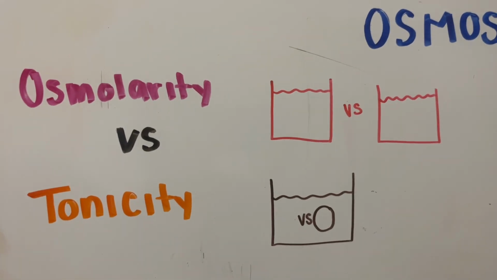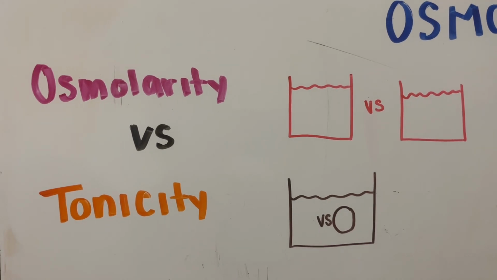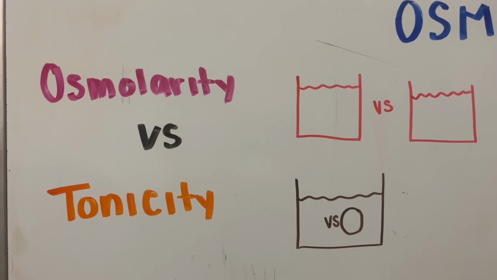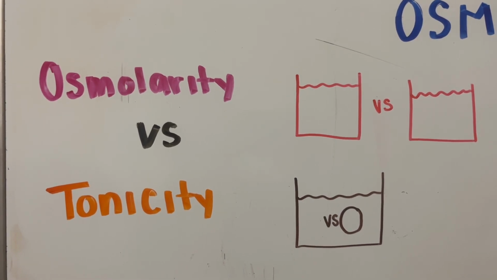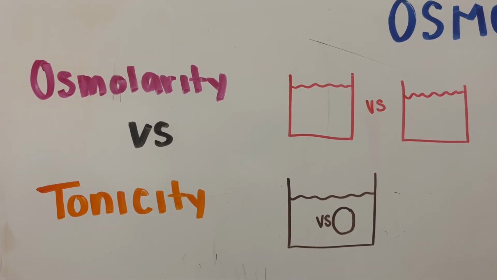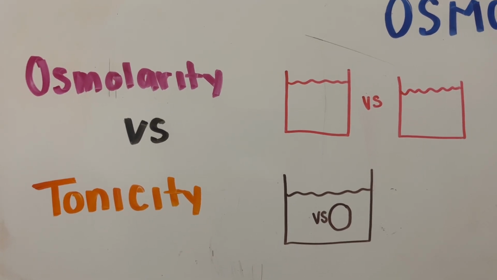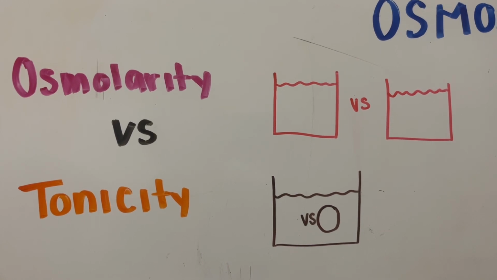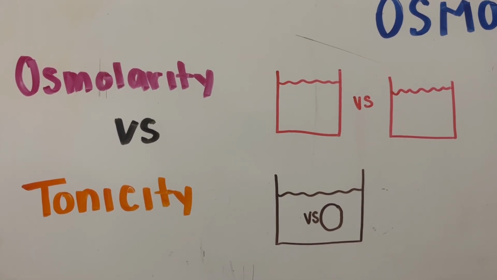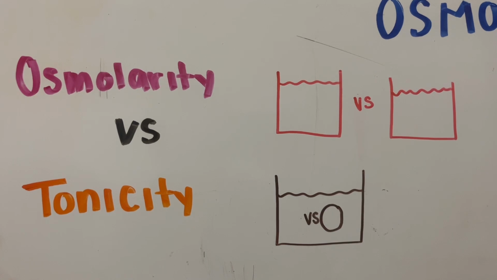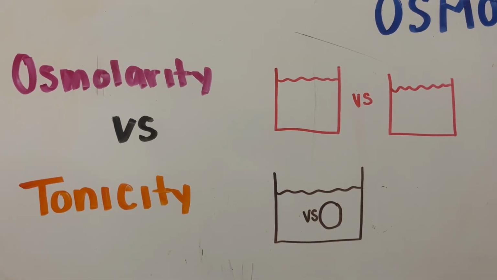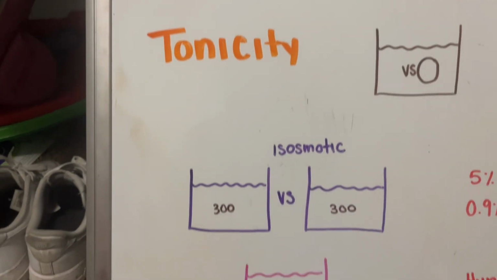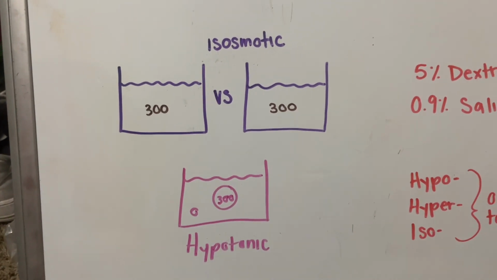Now, what's the difference between osmolarity and tonicity? They're related, but they're different in very important ways. Osmolarity describes the concentration of solutes in a solution compared to another solution, without considering whether the solutes can cross the cell membrane. Tonicity describes the effect of a solution on how the cell can adapt once placed in that solution. Tonicity is determined by the concentration of non-permeable solutes in the solution relative to the cell.